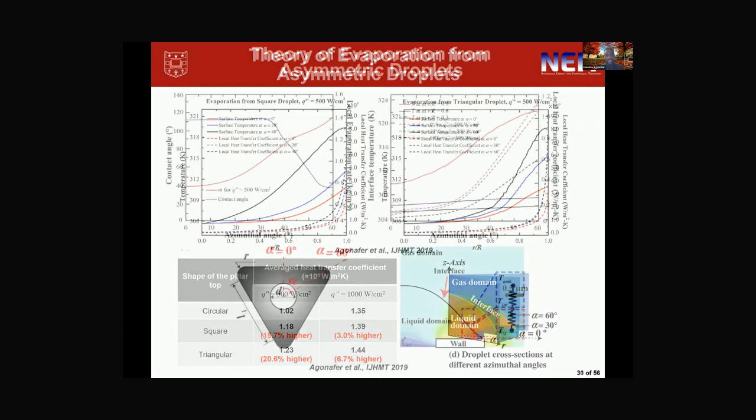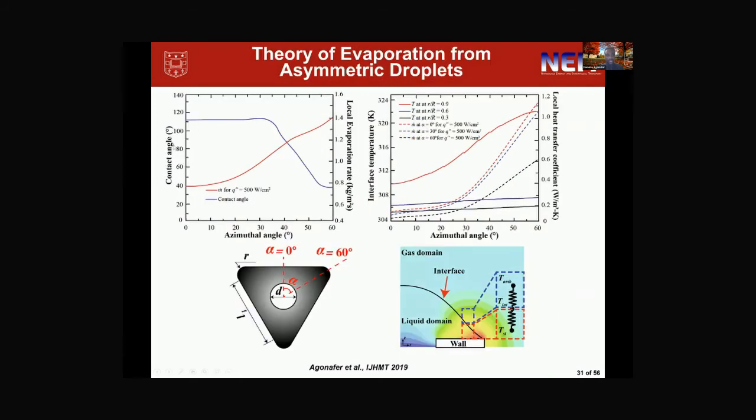And so finally, we can see in these simulations that at higher azimuthal angles, there are smaller contact angles, which lead to larger local evaporation rates. And this also leads to larger interfacial temperatures at higher azimuthal angles, which lead to overall higher heat transfer performance for asymmetric droplets.